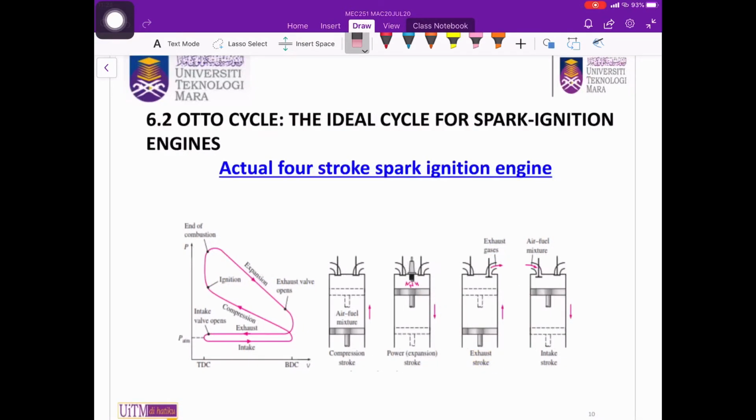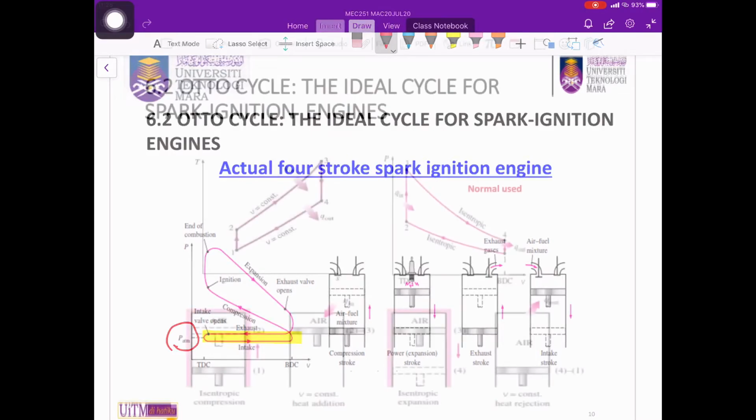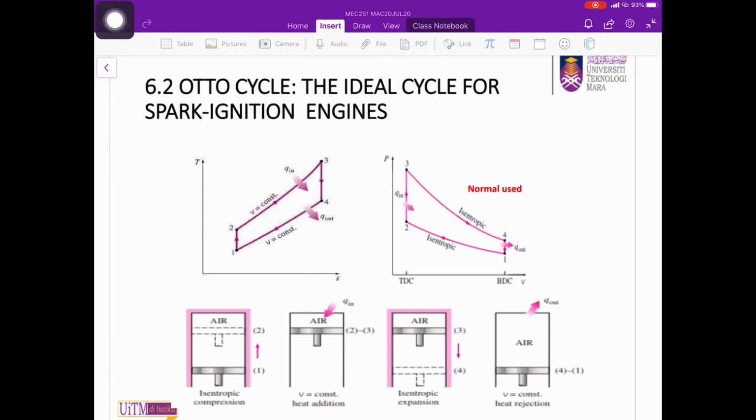Since the intake stroke and most of the exhaust stroke operate approximately at atmospheric pressure, analyzing these processes will not affect the result much. Therefore, in most cases, these processes can be neglected. The ideal Otto cycle can now be drawn as shown in these diagrams.